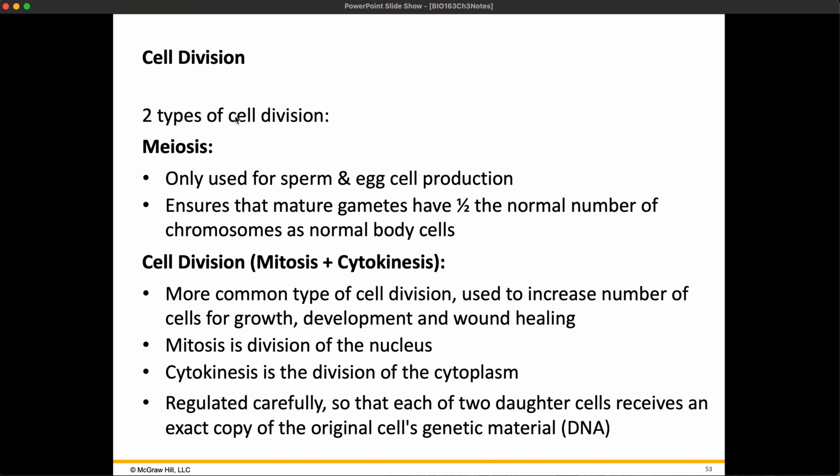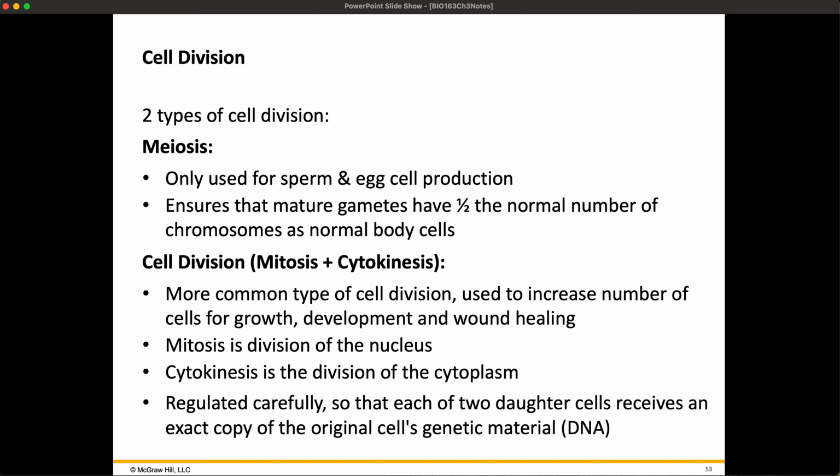So as I was saying, there's two types of cell division. I think I just talked about how we're focusing on mitosis for this one. The other one is meiosis. Meiosis is for sperm and egg cell production. Those are your gametes. A gamete is your sex cell, so your sperm and egg cells. And this makes sure that those have half the number of normal chromosomes as your other body cells.